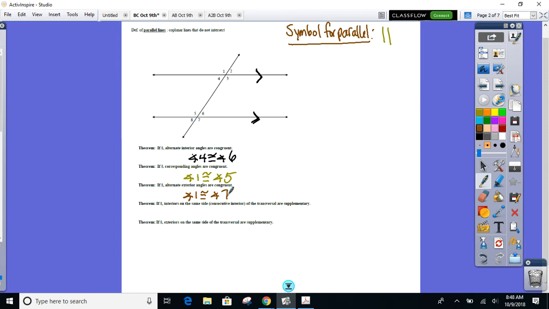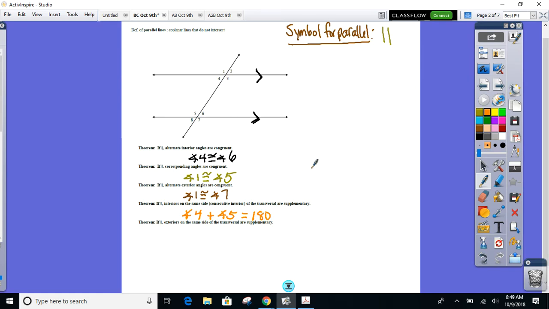Same side interior. Consecutive same side interior angles. Give me a pair of same side interior angles up here. 4 and 5. All right. 4 and 5 are not congruent. What's the theorem say? They're supplementary. Anybody want to tell me going into tomorrow's exam something about two supplementary angles? They equal 180, yes. So 4 and 5 equal 180. So do 3 and 6.